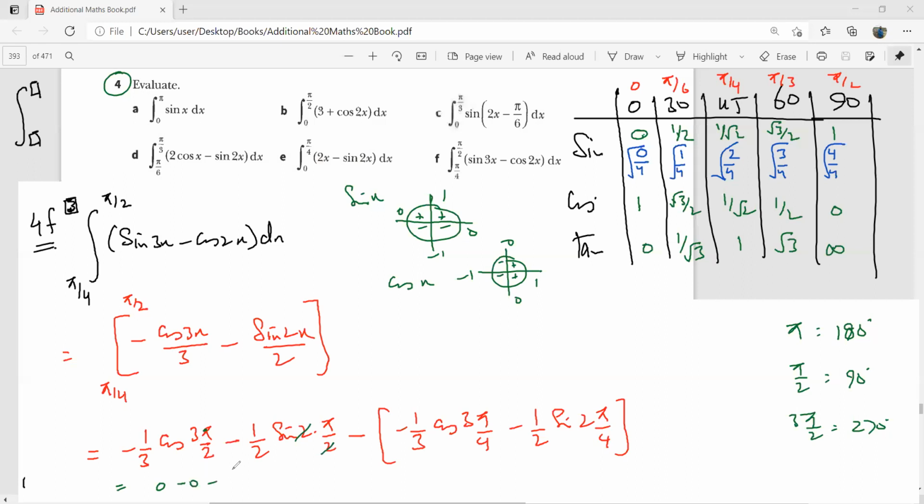Minus cos 3 pi by 4, that goes in this quadrant here, with the basic angle pi by 4, that is going to be minus 1 over under root 2. This is minus 1 over 3 into 1 over under root 2. And then this is pi by 2, and you know that sine pi by 2 is 1. This is minus half. Finally your answer is 1 over 3 under root 2 plus half. That is your answer.